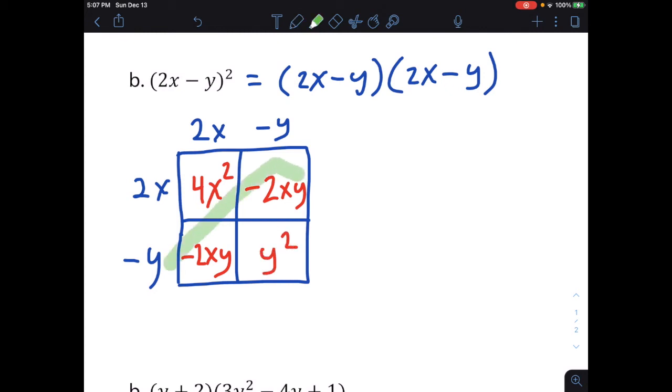Okay, so again, we got some stuff on the diagonal there we can combine. So we have 4x squared minus 4xy.